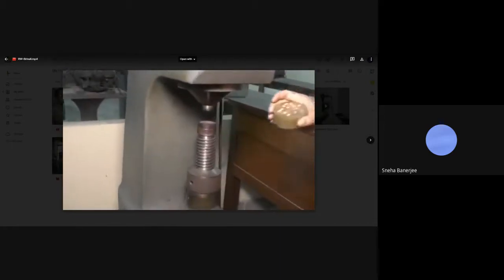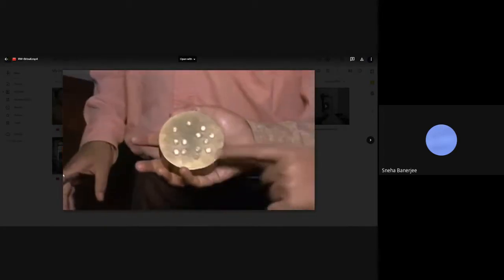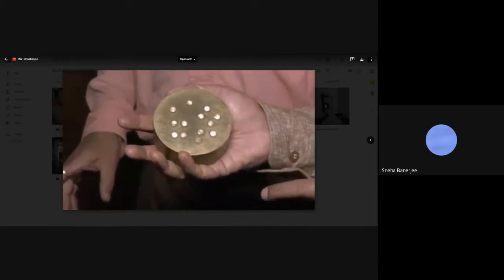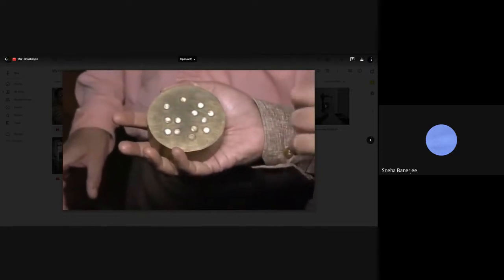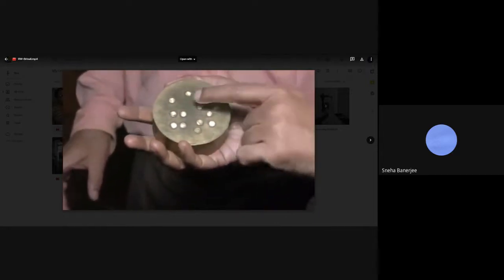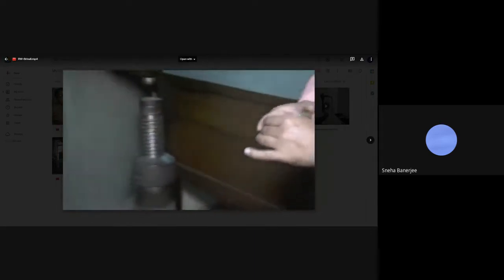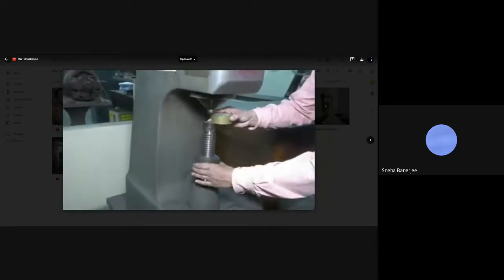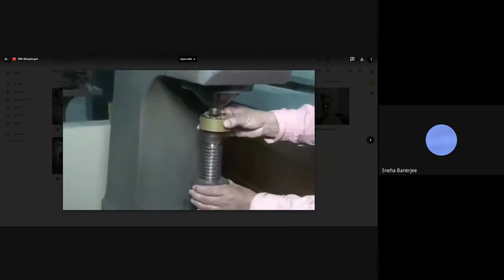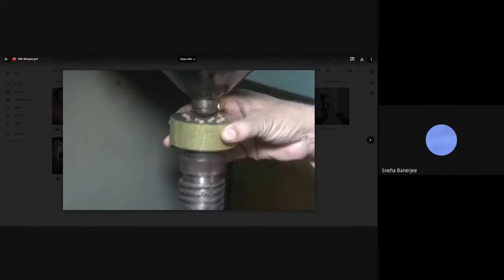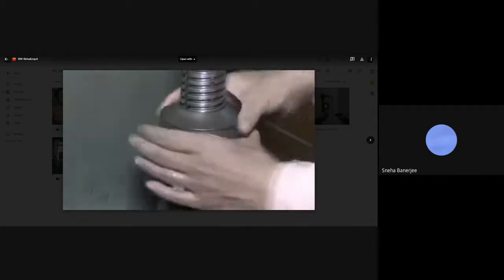Yes, on brass a number of impressions are already done. We should try to avoid any new impression being on the previous one. It should be away from the previous one. Okay, we should do that, and then we'll find out the average diameter. Once we get it from the chart, we will be able to find out the value.